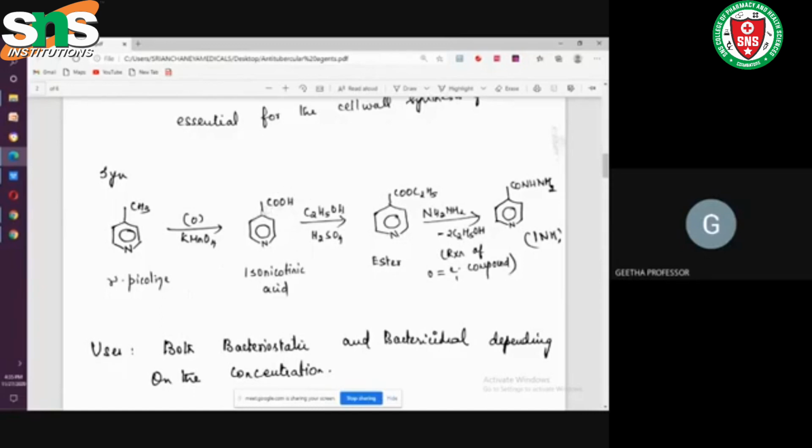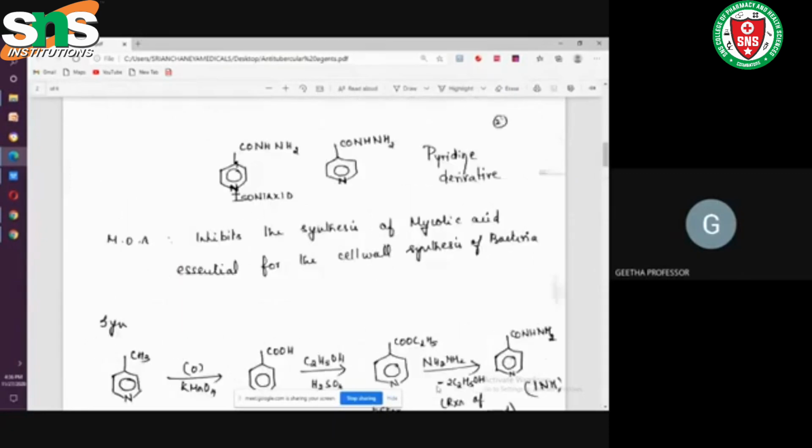I hope you are listening. To make it easy, I am telling you, if you understand some simple structures, it will be easy to remember the complex structures too. The carboxylic acid is converted into an ester, hydrogen is replaced and you have an ethyl linkage. Then the OC2H5 is removed as ethanol and the carbonyl group goes for addition reaction with hydrazine to form isonicotinic acid hydrazide. INH or isoniazid, both are the same.